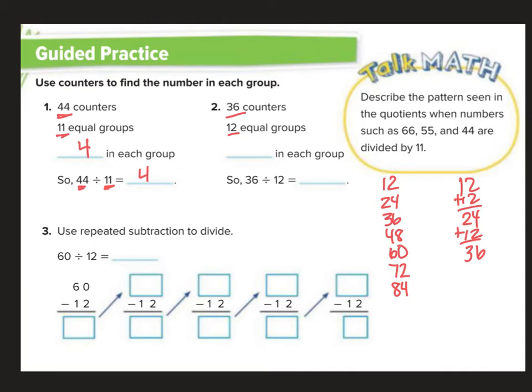So, how many 12s go into 36? 1, 2, 3. 3 12s go into 36.